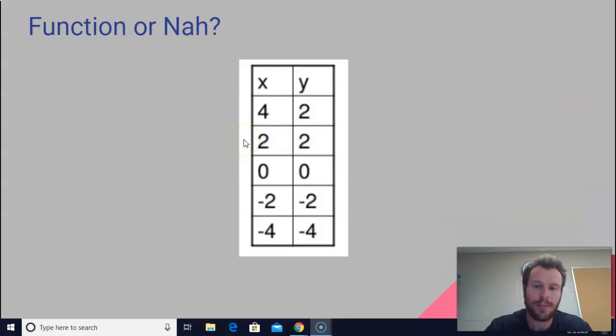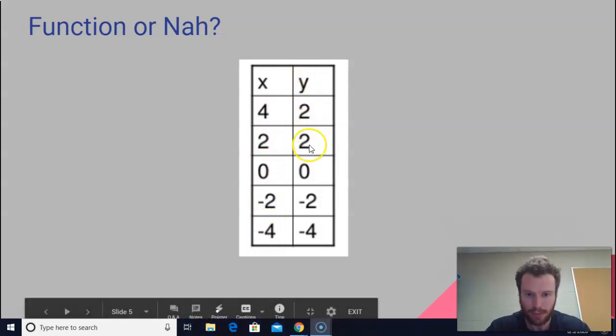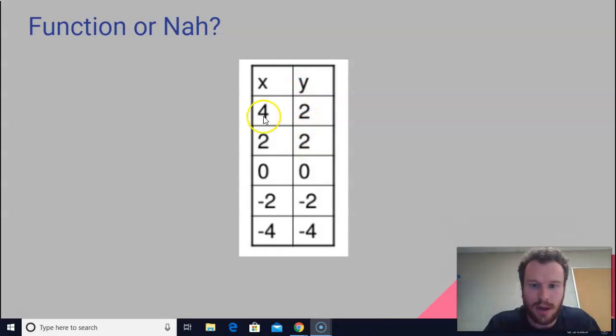Alright, so let's play a quick game I like to call function or nah. Let's look at this table. So we have our x values, the input values, 4, 2, 0, -2, and -4, and then we have our output values, the y values. So the output value for the input 4 is 2. For the input 2, the output is 2. For input 0, output is 0. For the input -2, we have -2. For -4, we have -4. Alright, so all these input values have exactly one output value, okay?